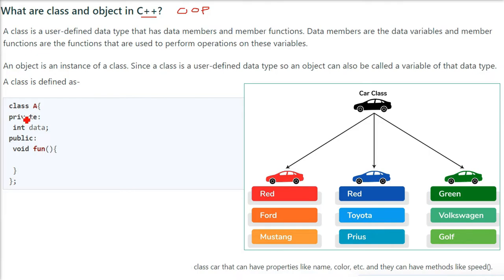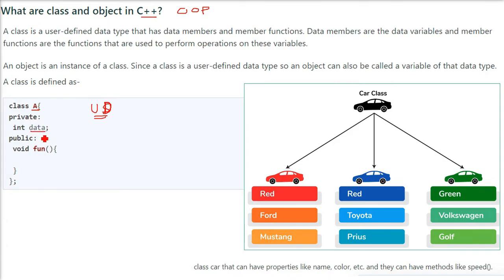This is a class. Basically, class is a keyword, and this is a framework. You can say it is a blueprint. So class is a user-defined data type, and that has data members and member functions. Why are we calling it user-defined? Because we are making it. So we have the data members and member functions of this user-defined data type.